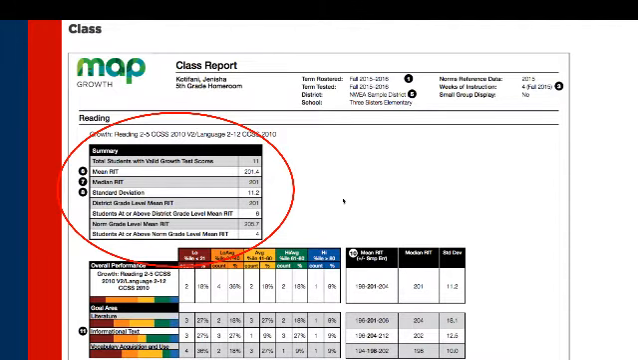So right here, what you're looking at is a summary of a class report, and this is a sample from the MAP reports portfolio. So this is looking right up here at 11 students, so students with valid growth test scores. The mean of this class was 201.4 RIT points, the median was 201, and the standard deviation was 11.2.